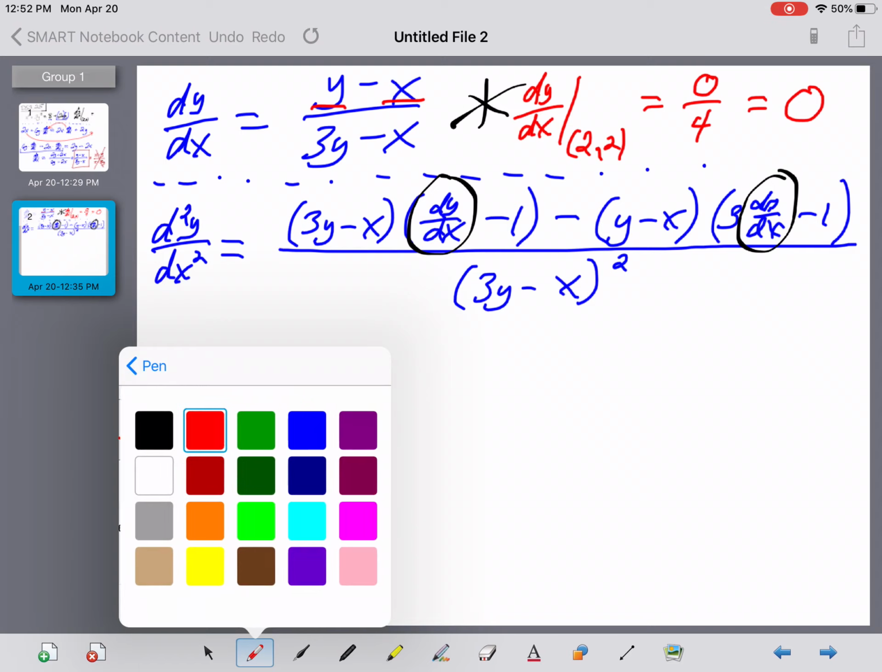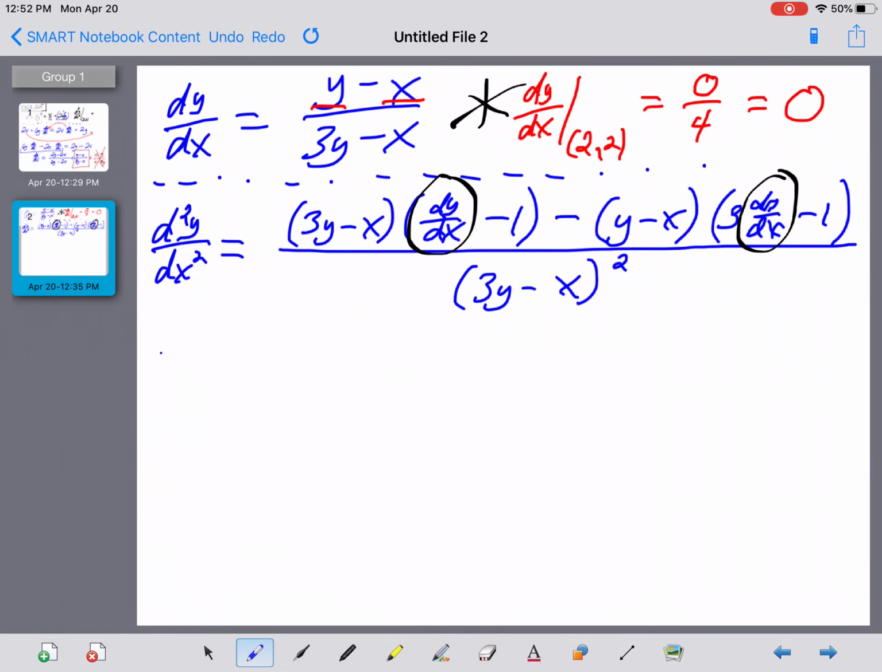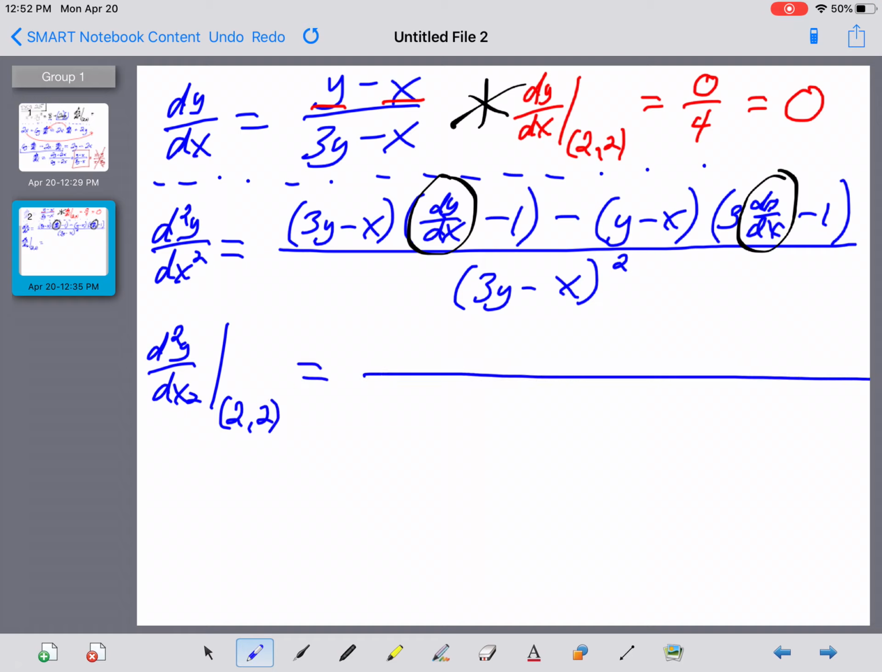That becomes really important when we go down to our next line now, and we try to take our second derivative, d²y over dx², evaluated at the ordered pair (2, 2). So let's fill in what we can do here, everybody. All right, this first binomial, the 3y minus x, that's a 6 minus 2, which is going to give us a 4. Inside this first set of parentheses, we know that the value of this dy/dx is 0, and that 0 minus 1 is going to give us a negative 1 right there.